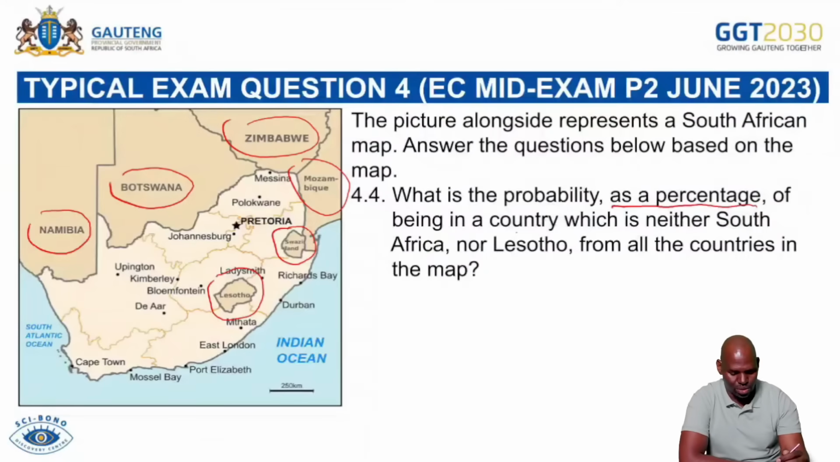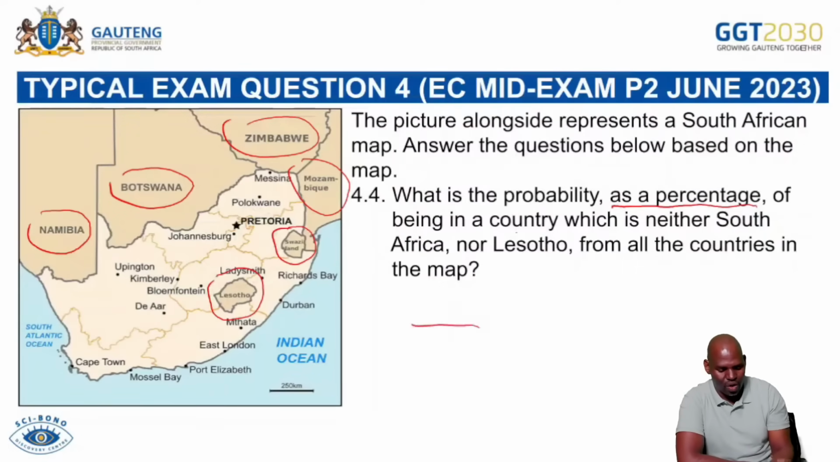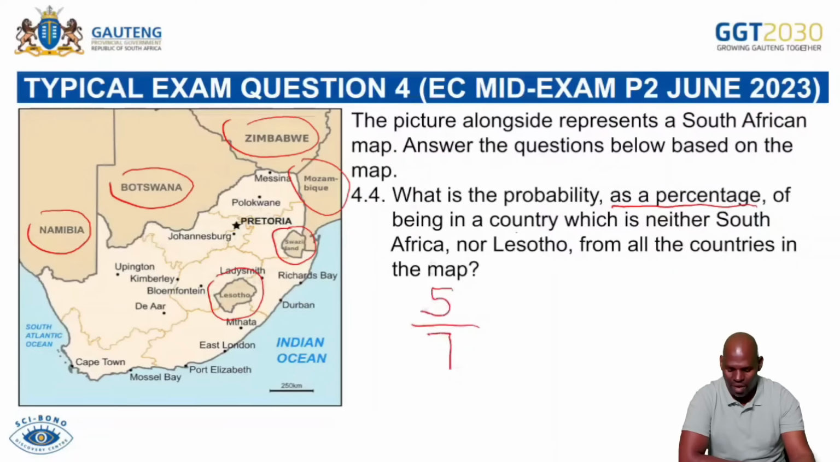So the other remaining countries are Namibia, Botswana, Zimbabwe, Mozambique, as well as Swaziland. So I'm going to leave South Africa and Lesotho out. How many countries are there? We've got over 7, including South Africa, and then I'm going to have only 5. So 5 out of 7. But we need to be careful, because they say this must be as a percentage.